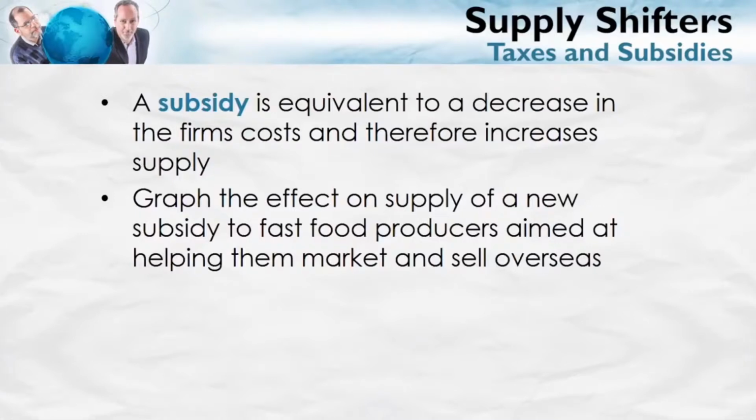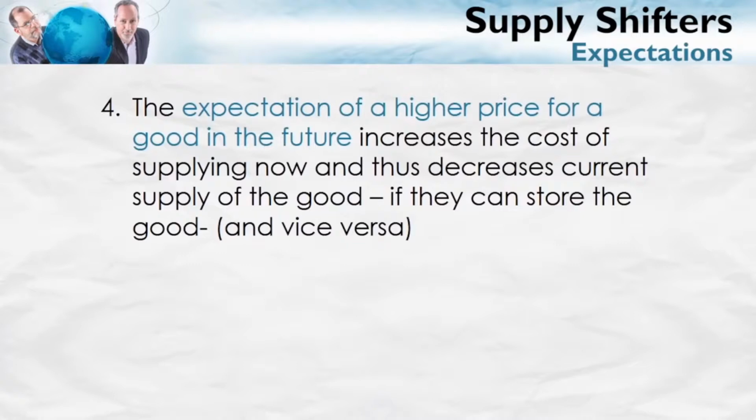Go ahead and graph the effect on the supply curve of a subsidy to, say, fast food producers. Suppose it's aimed at helping them export overseas. What would be the effect of a subsidy on the supply curve for fast food producers? I'm not actually going to show you that. If you have any trouble graphing it, go back and look at the tax example. A subsidy is just a tax in reverse.